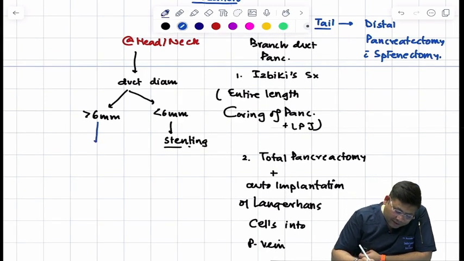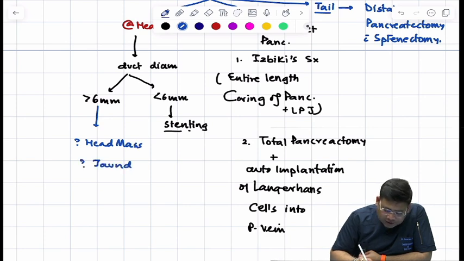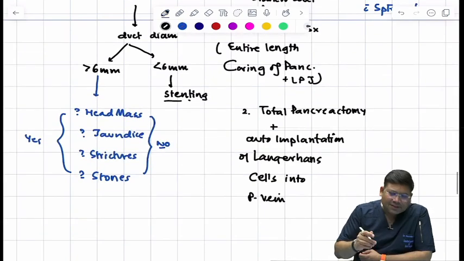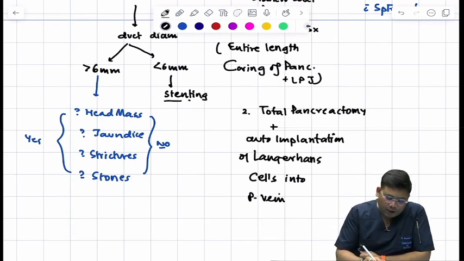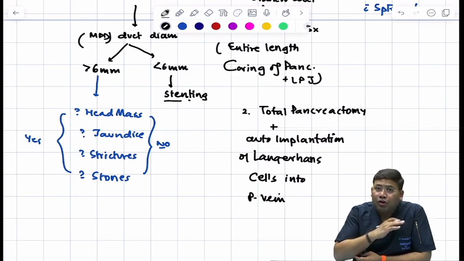If it is more than 6 mm, the next thing is, is it associated with a head mass? Point number 1. Is it associated with jaundice, obstructive jaundice? Is it associated with strictures along the duct, or is it associated with stones? So if the answer to them is yes, or if the answer to them is no. So if the diameter is dilated, if the diameter is more than 6, that is main pancreatic duct, MPD diameter more than 6, and nothing else is there.